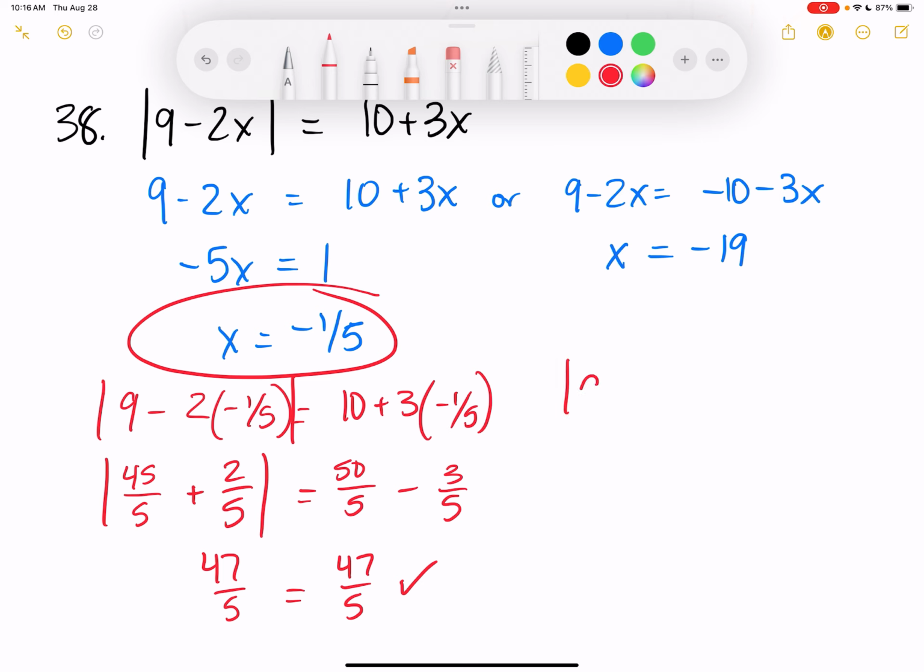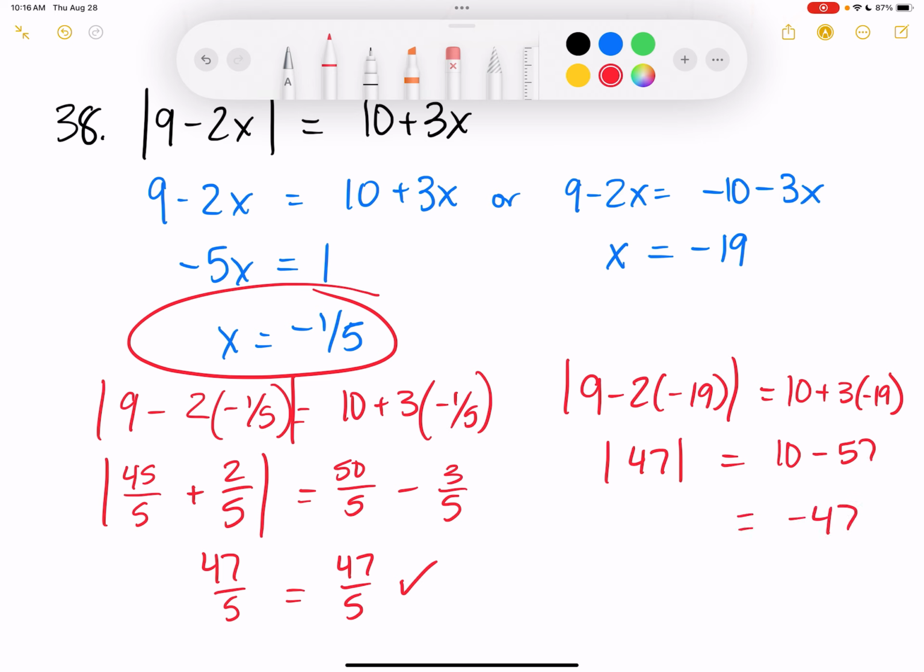But the absolute value of 9 minus 2 times negative 19 equals 10 plus 3 times negative 19. So that's 38. 9 plus 38 is 47, is equal to 10 minus 57. So negative 47 is equal to positive 47. That's obviously not true. And so this one is extraneous.